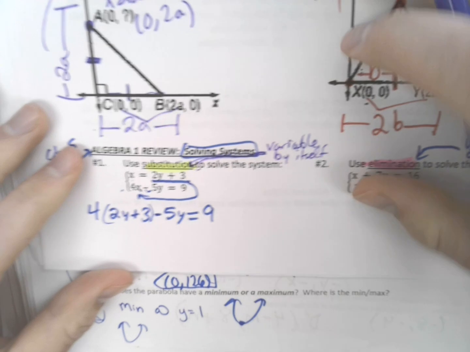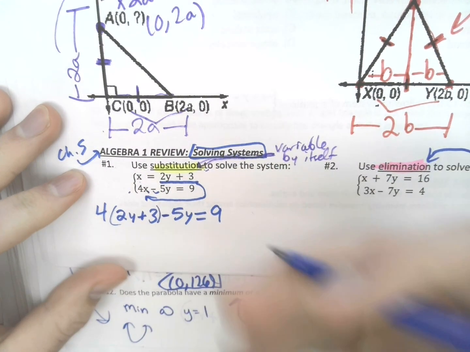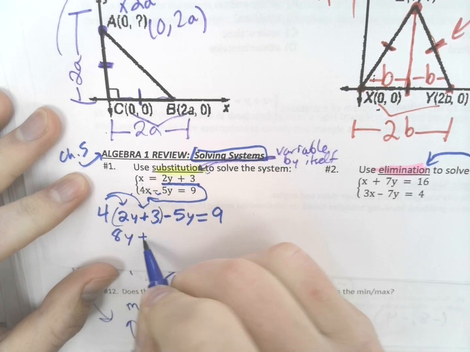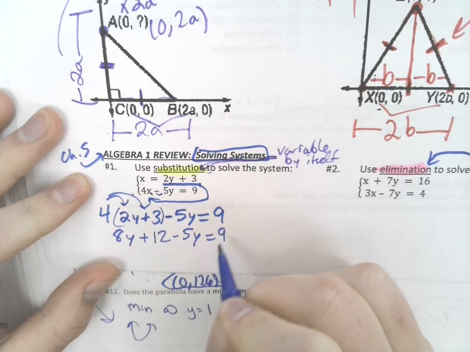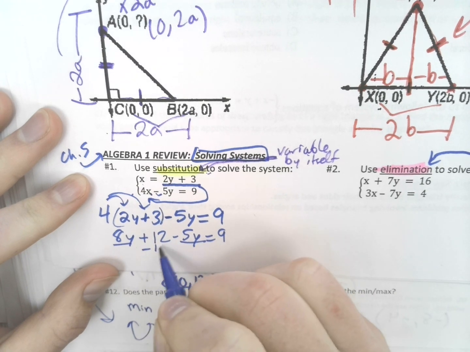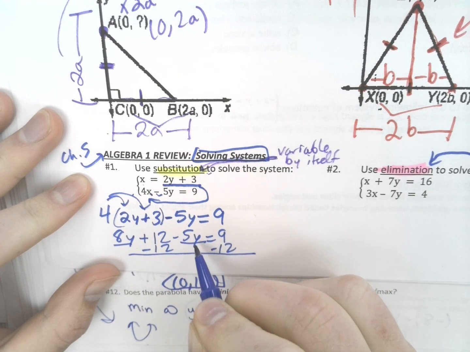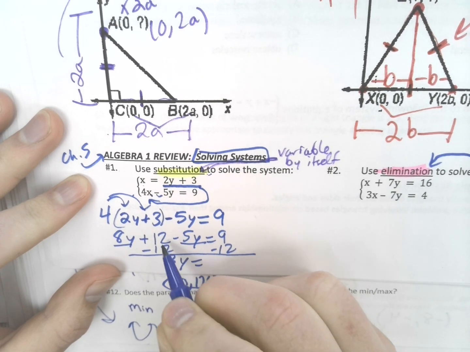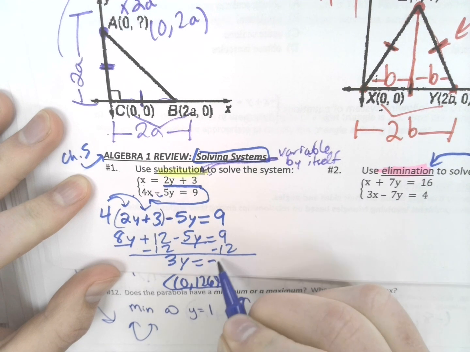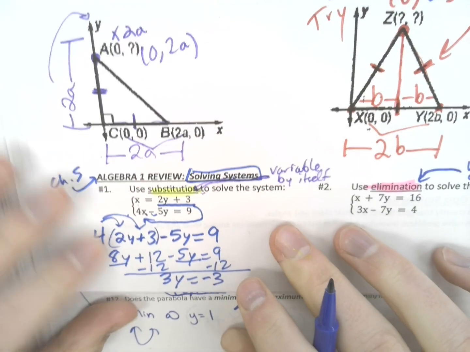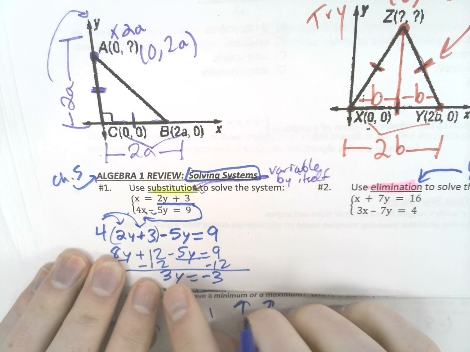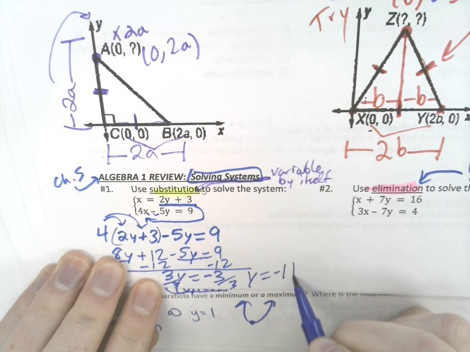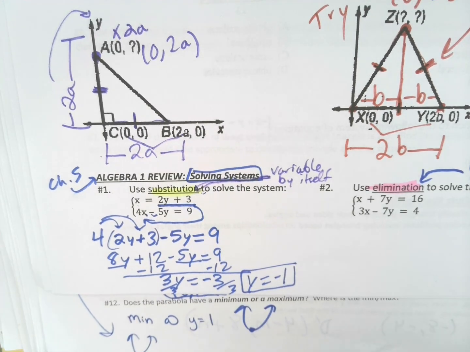And from here, guys, it's just a straight up algebra problem. We know how to solve this. Distribute, combine like terms, subtract that 12 over. 8y and negative 5y gives you 3y. Subtract 12 over, 9 minus 12 gives you negative 3. And then when you divide negative 3 by 3, y equals negative 1. Now, are we done?